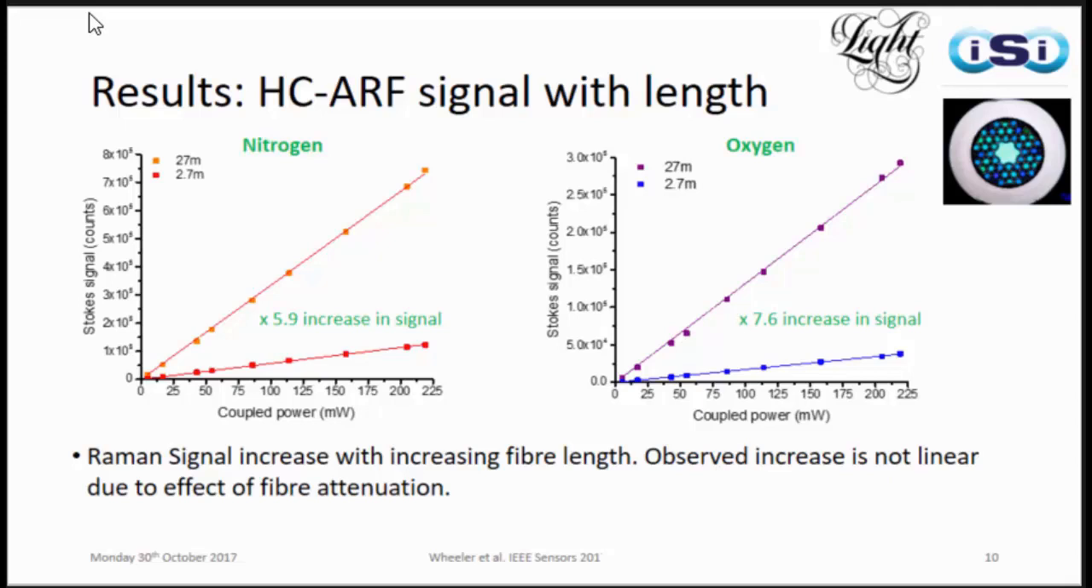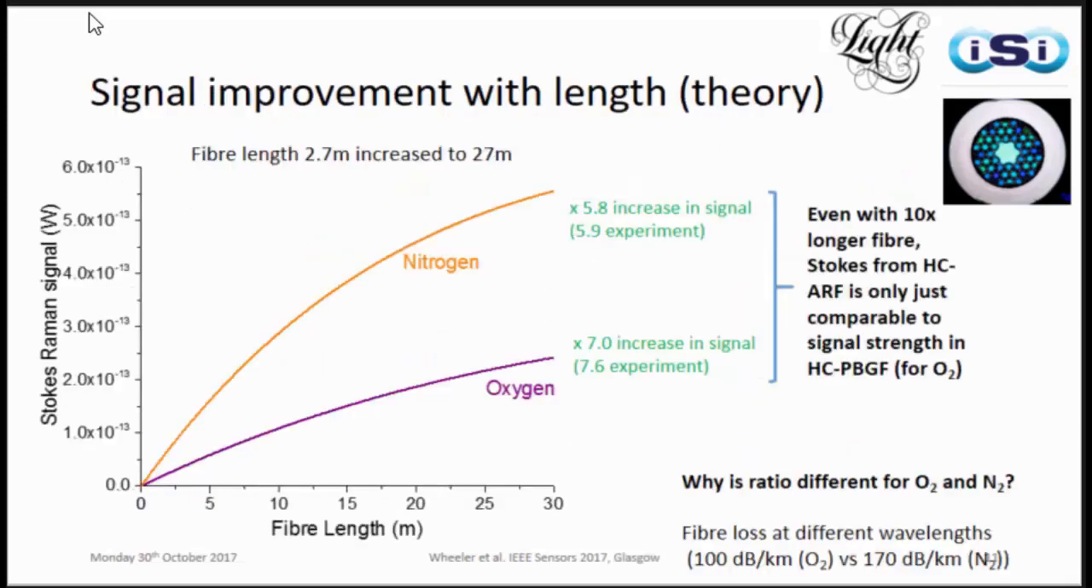And as expected, we do see an increase in the amount of Stokes signal for using a longer length. For the nitrogen, we get about a factor of 6 increase, and for the oxygen, around 7.6. However, the observed increase is not linear because of the fibre attenuation. So we can just check that this is what we should expect from theory.